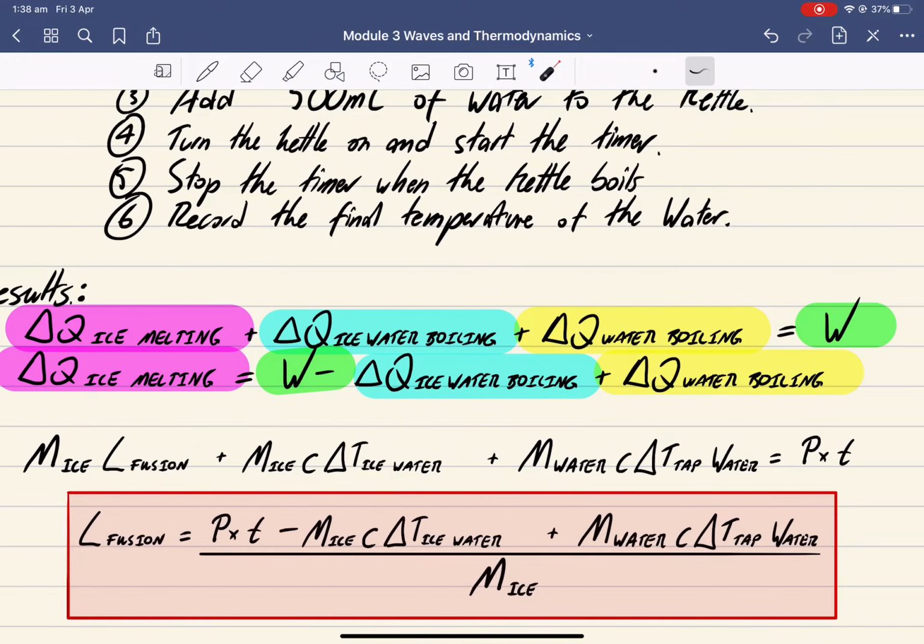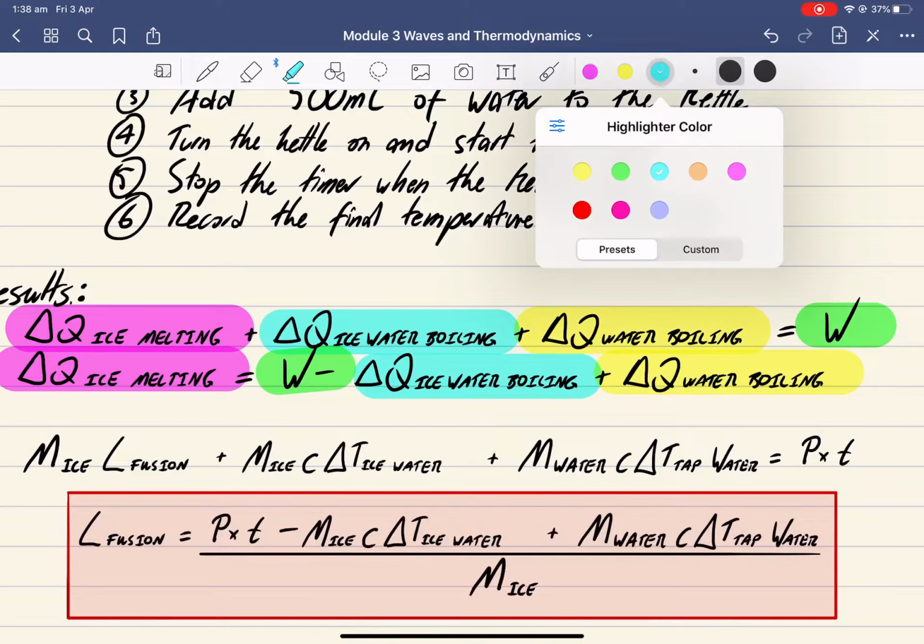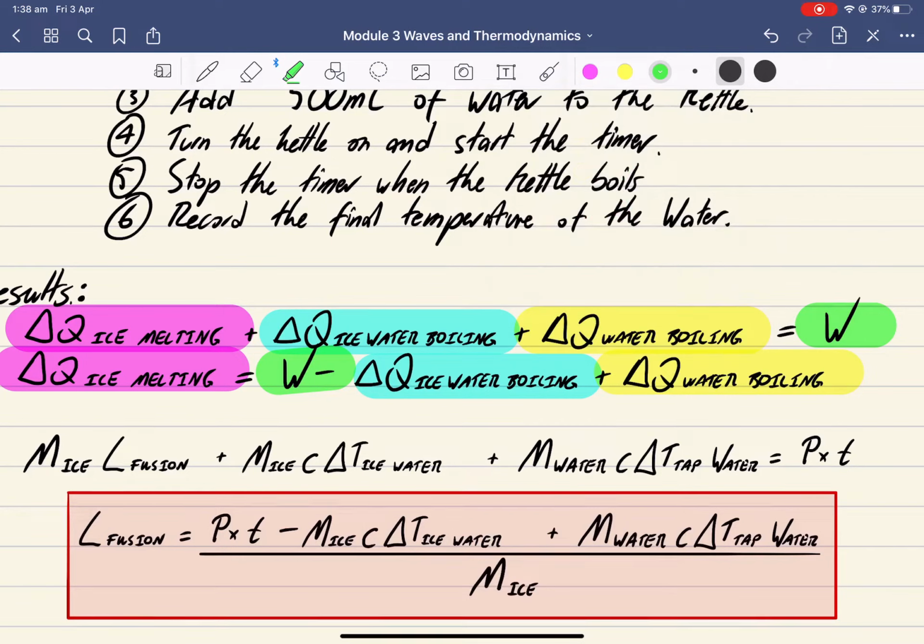And then over here we have this delta Q of the water boiling. This is the 500 mils of water that we put in there, and its temperature was recorded to be 22 degrees Celsius. Now, instead of looking at W, we actually need to define W, the amount of energy the kettle used, and that's equal to the wattage of the kettle. So we used a 2000 watt kettle, multiplied by whatever time the kettle was on for. That's why we recorded the time of the water boiling.